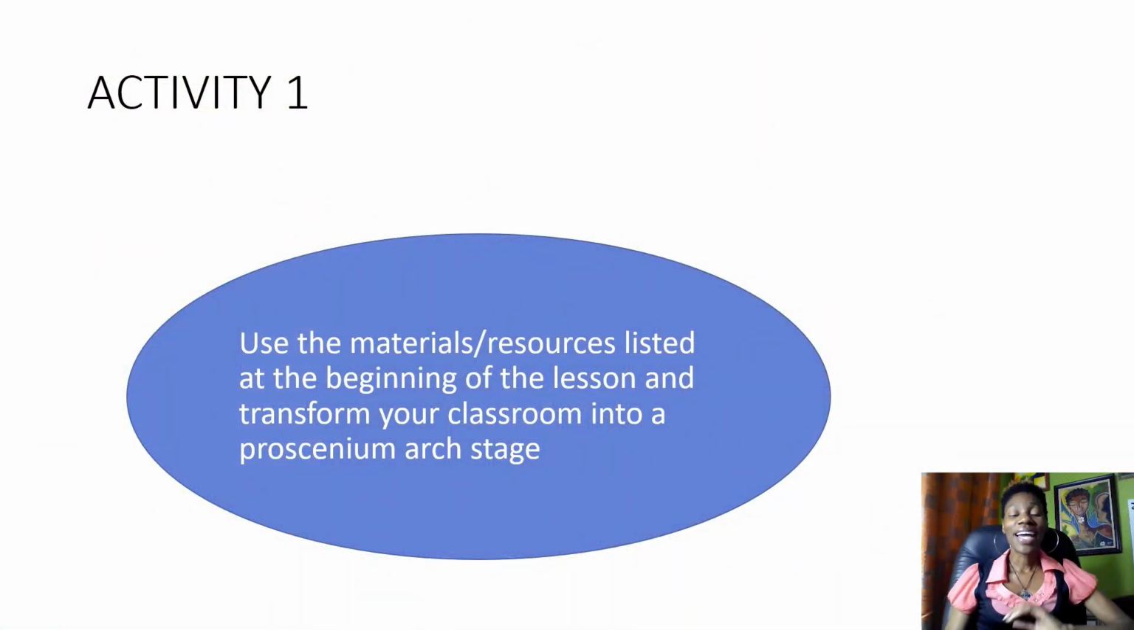All right, so here is your first activity. You are going to use the materials or the resources listed at the beginning of the video, and you are going to transform your classroom into a proscenium arch stage. So you're going to use the boxes, and the boxes will create the stage. You're going to use the rectangular cardboard or the black fabric to create your wings, and the chairs for your audience area. I don't have to tell you how to do it, but work with your students or guide your students and allow them to attempt to transform the classroom into a proscenium arch stage and see what the results are.